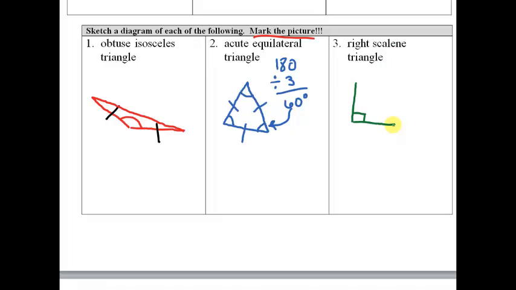I'm going to have to make one longer. Let me just extend this out a little bit. There, now they're definitely different, and then when I connect them up, I get the longest side of them all. So there's my right scalene triangle.